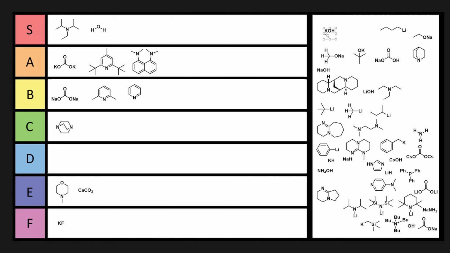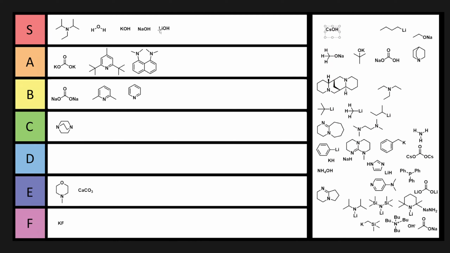And I think all of the alkali metal hydroxides belong in S tier. So why don't we put potassium hydroxide, sodium hydroxide, and lithium hydroxide all in S tier. Now, lithium hydroxide's got a little bit more synthetic utility in terms of it's a little bit better at being a nucleophile for cleaving stuff, but in this case, we're only considering utility as a base. Now, cesium hydroxide's the one exception.